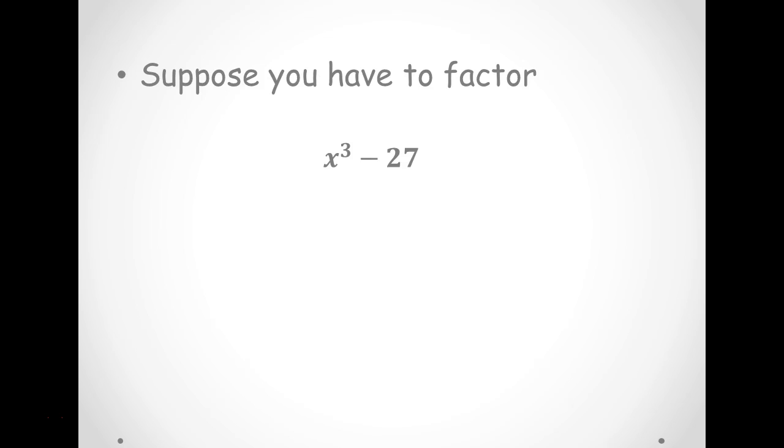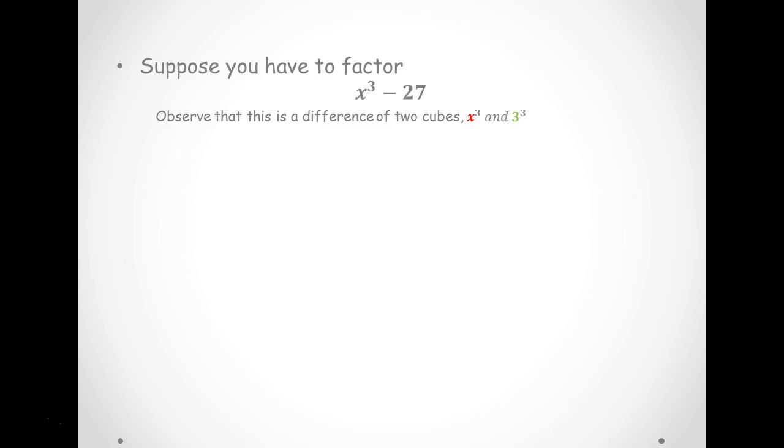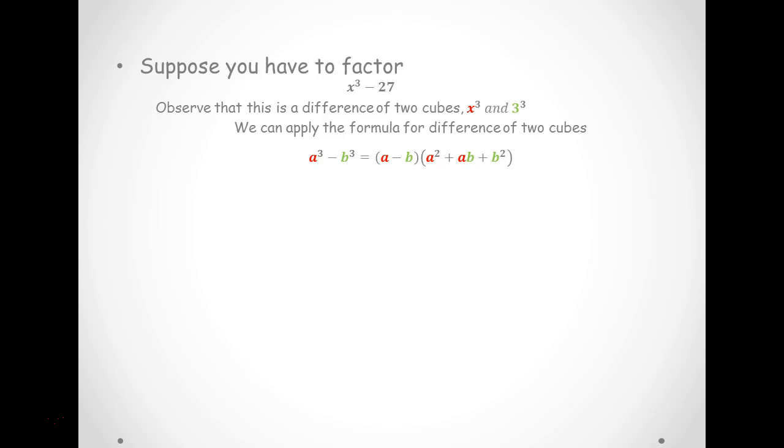Well, you're in luck because 27 happens to be 3 cubed. So you will make this observation. You will notice that this is the difference of two cubes, x cubed and 3 cubed, and determine that you can apply the difference of two cubes formula. Now you'll notice that I color-coded A and B. In this case, my A is x and my B is 3.